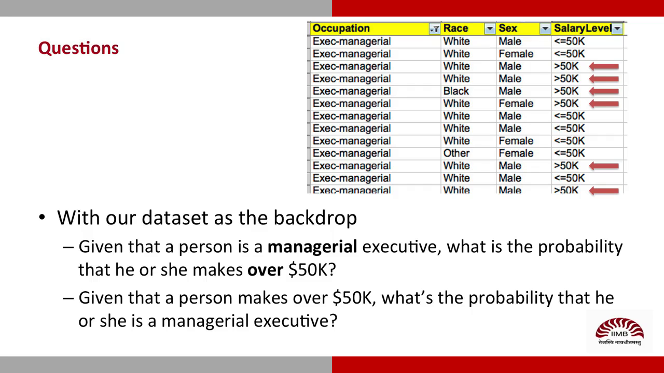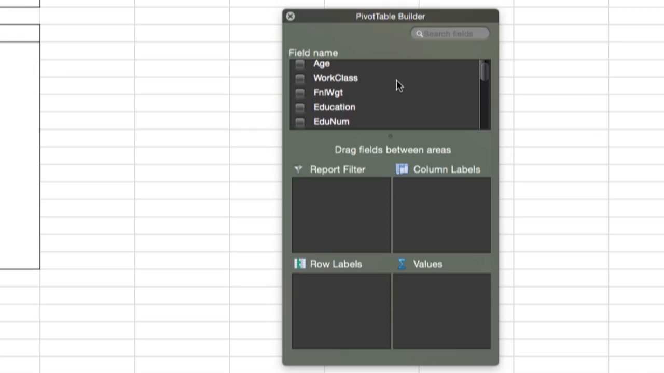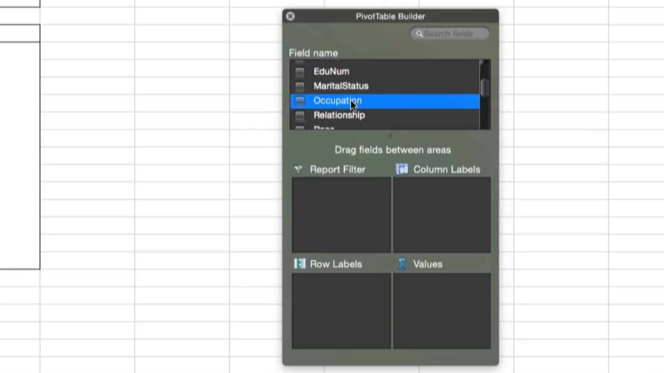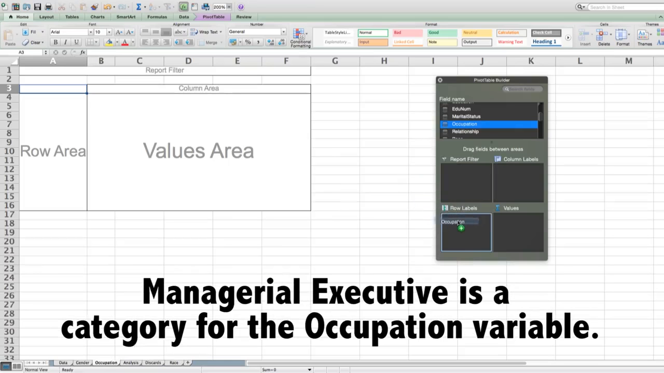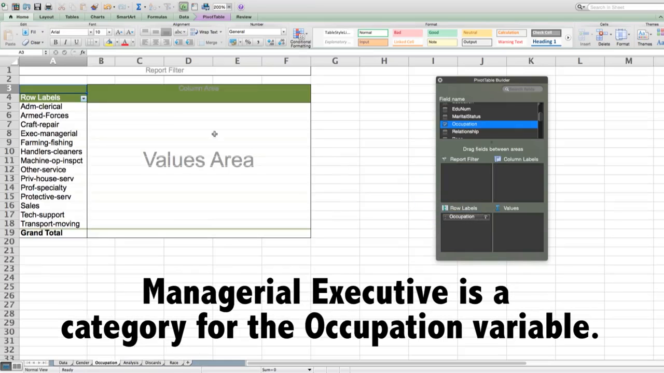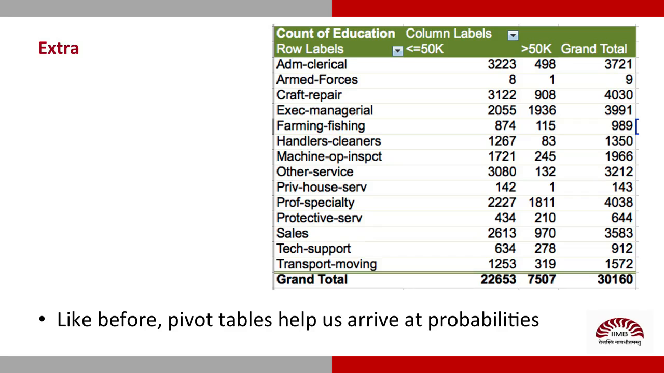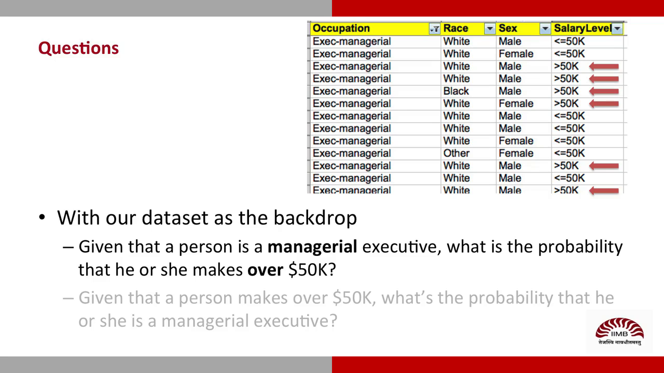You might have guessed that I'm going to build a pivot table. I'll do that and try playing with the occupation variable. Now, in this pivot table builder, I'm going to scroll down to the occupation variable and put it in my row labels so I have all of the occupations over here. Why is that? Because I might want to examine the data for another line of work, not just managerial. We are now ready to tackle the first question.